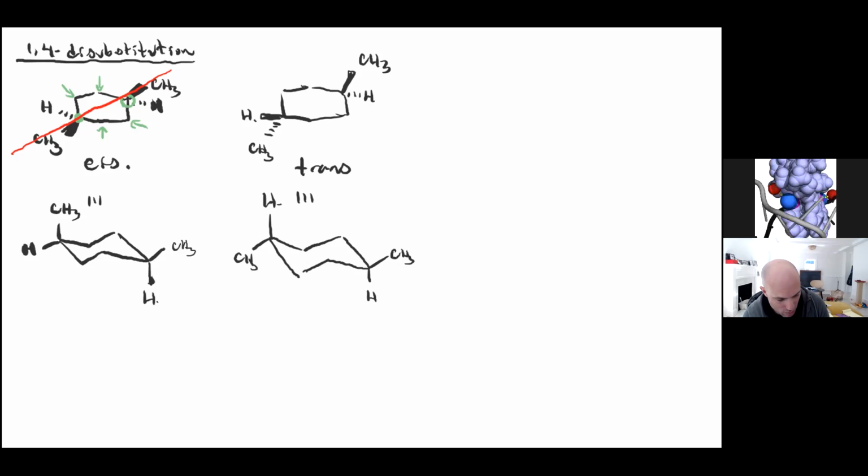You can also potentially see that in the chair representation. So we can identify a plane now, the same plane, just from a different perspective, where the CH3 and the H bonds lie, and then the cyclohexane extends up and below that plane in sort of an equal sense on either side, okay?